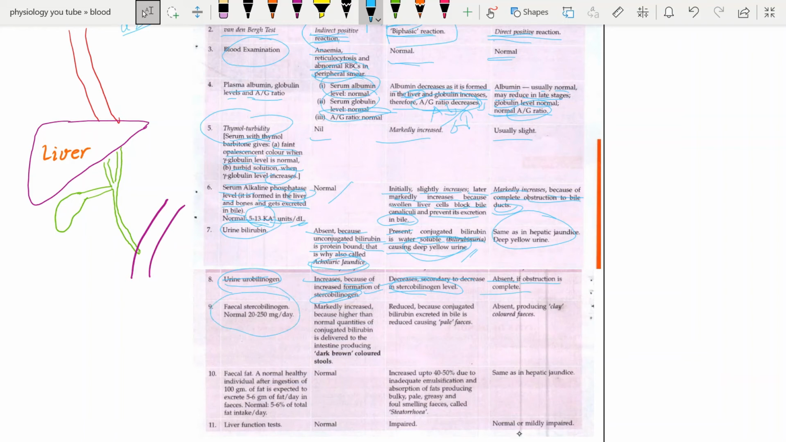Fecal stercobilinogen normally is excreted at 20 to 250 milligram per day, as I already mentioned earlier. In prehepatic, it's markedly increased because higher than normal quantities of conjugated bilirubin are delivered to the intestine, producing dark brown colored stools. And it's reduced in the hepatic jaundice because the conjugated bilirubin excreted in bile is reduced, causing pale feces. Absent in post-hepatic jaundice, producing clay-colored feces.